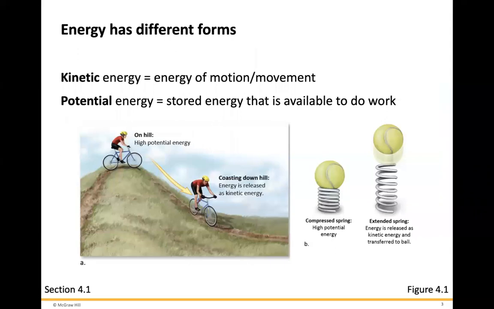Now, energy does come in different forms. We have kinetic energy, which is the energy of motion or movement, and potential energy, which is the energy that is stored and is available to do work. So if you look at this example here, if you have a compressed spring that has a high potential energy, if you actually relieve the tension, it will extend the spring, and essentially the energy is now released in the form of kinetic energy, and you can transfer the ball.